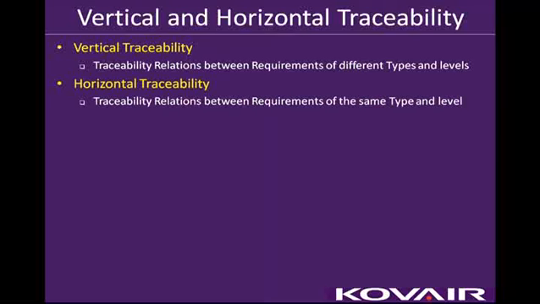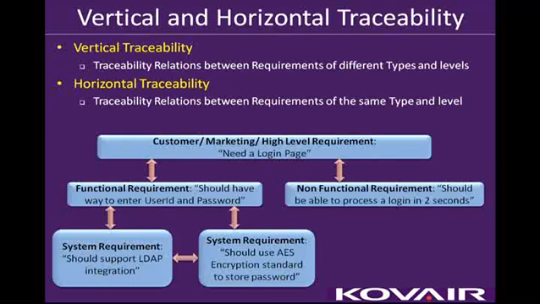Then you have the horizontal traceability, which is between the requirements of the same type. For example, functional requirements can be related to each other because they are dependent on each other, in which case you have a horizontal traceability between two functional requirements. Similarly, you can have a horizontal traceability between two system requirements, between two hardware system requirements, between two software system requirements, etc. So pictorially, this is one example of such vertical and horizontal traceability.